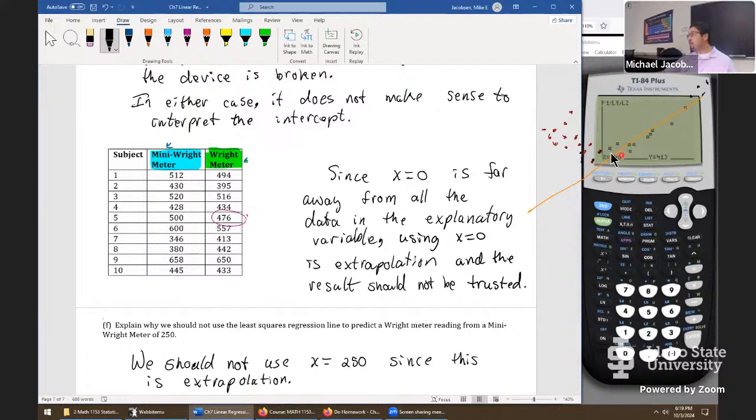Interpolation just means you're making a prediction within the extent of the x values. So any value you plug in that's between, say, 346 up to around 658, that's just the normal things we've been doing all along. Interpolation means you're inside the data range. Extrapolation means you left the data either far to the left or far to the right. So even someone with a Mini Right Meter of 1,000, we can't actually use that regression equation because there's no values as high as 1,000 anywhere in these data.